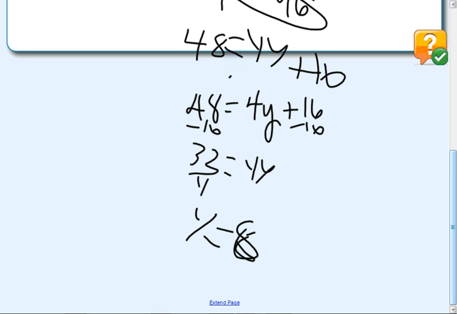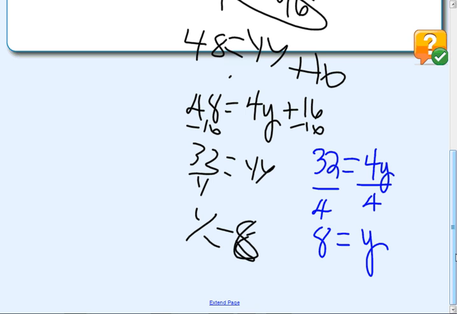I think that's right. Y equals 8. Oh, no, it's 8. Let's see where your work is. Probably sign error. That's 48. Oh, you didn't distribute. 4 times 4 is 16. That's okay. That's why we're here. 48 minus 16 is 32. 32 equals 4y. Divide by 4. Y equals 8. Okay? So you should get this assignment done.